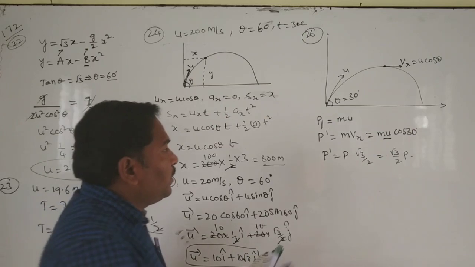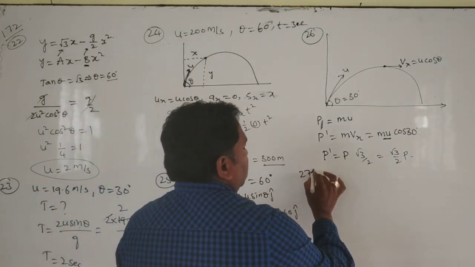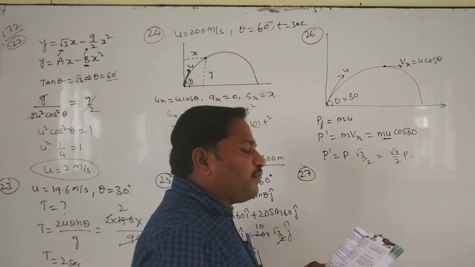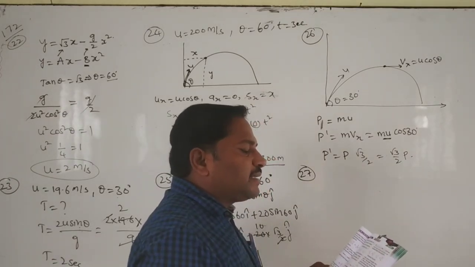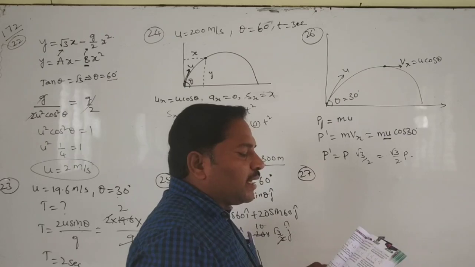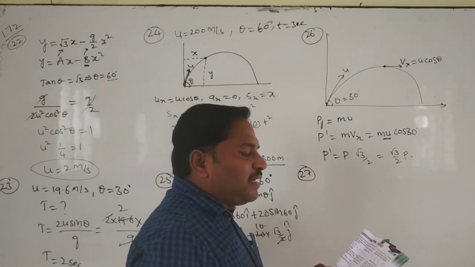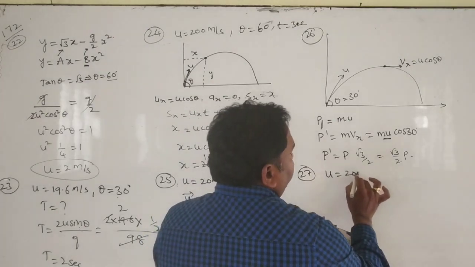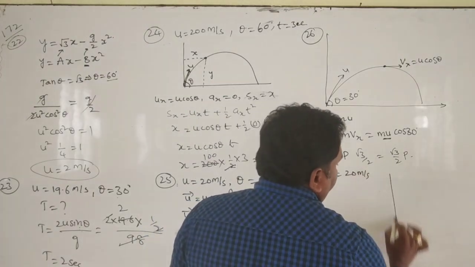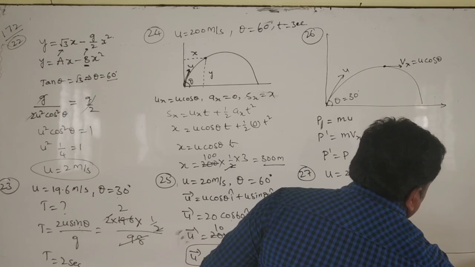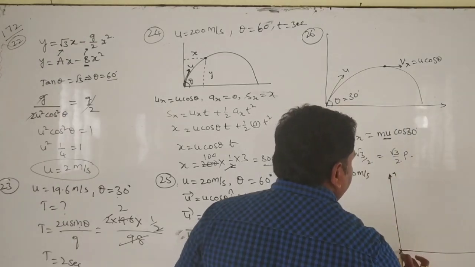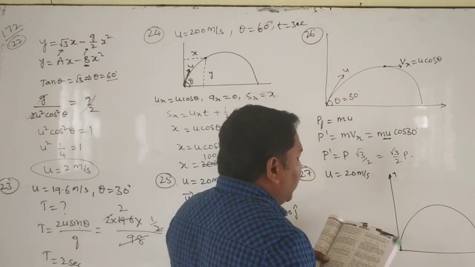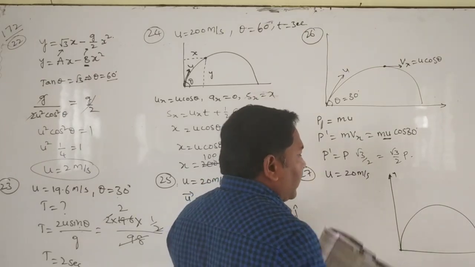Next, the 27th question. Question number 27. The potential energy of a projectile at its maximum height is equal to its kinetic energy. If the velocity of projection is 20 meters per second, u is equal to 20 meters per second. We project it like this, x-axis, y-axis, and the potential energy at its highest point is equal to the kinetic energy.